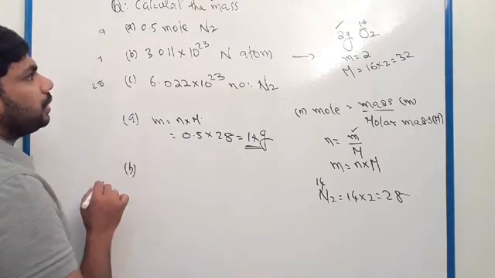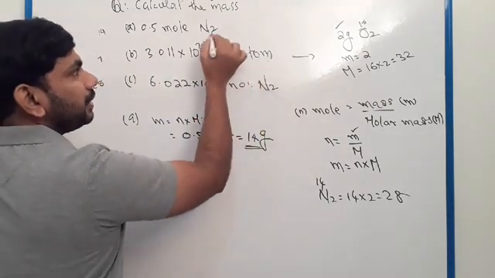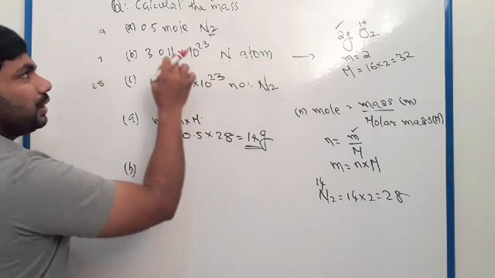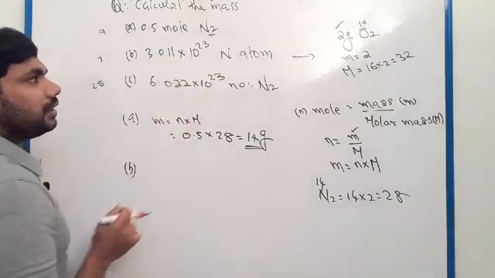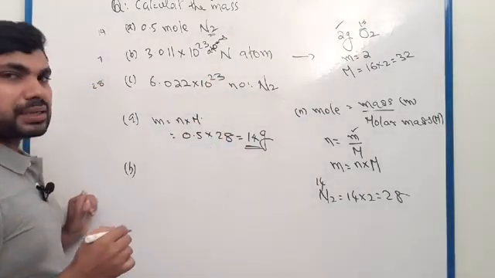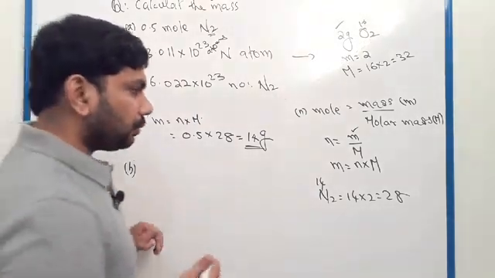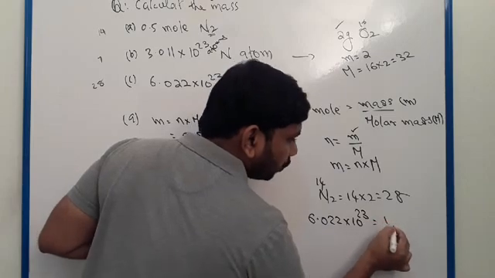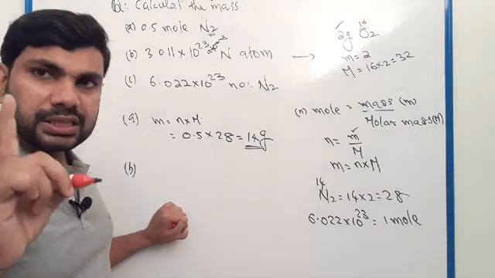Next question, calculate the mass of nitrogen atoms. Here it is not N2, it is N atom. Also, the number of moles is not given, but 3.011 × 10^23 atoms is given. Number of atoms is given. We know 6.022 × 10^23 atoms is 1 mole.